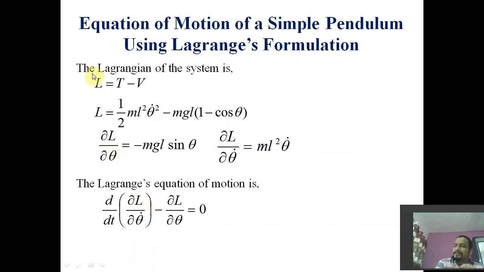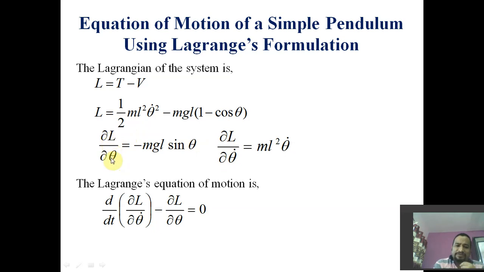Then, by knowing kinetic energy and potential energy, we can construct the Lagrangian, that is L equal to T minus V, where T is 1/2 ml² θ̇² and V is mgl(1 − cos θ), and here is minus, therefore minus mgl(1 − cos θ). From this equation of L, we can find the derivative of the Lagrangian with respect to theta and the derivative of the Lagrangian with respect to theta dot.